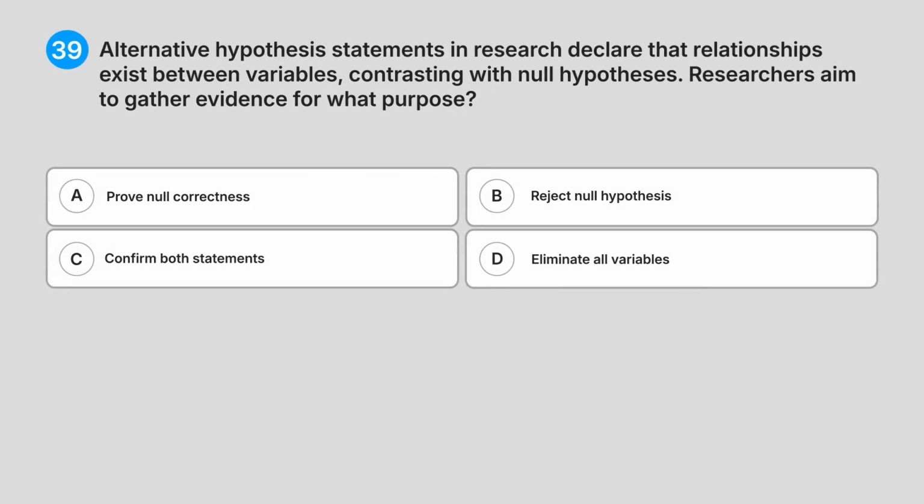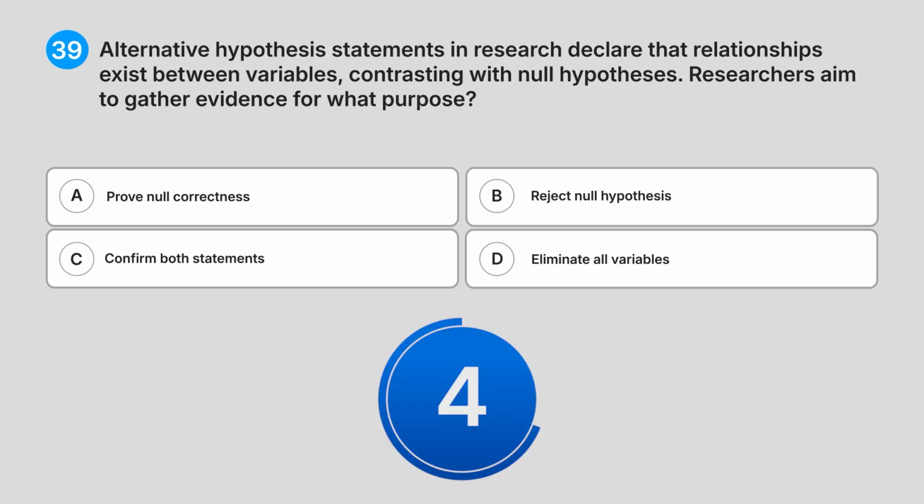39. Alternative hypothesis statements in research declare that relationships exist between variables, contrasting with null hypotheses. Researchers aim to gather evidence for what purpose? A. Prove null correctness. B. Reject null hypothesis. C. Confirm both statements. D. Eliminate all variables. Can you guess the answer?